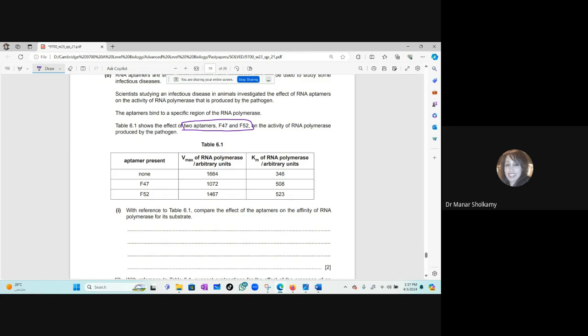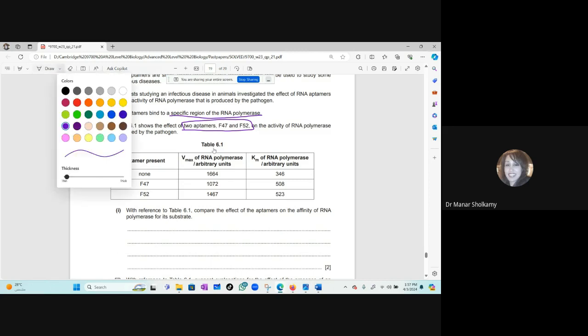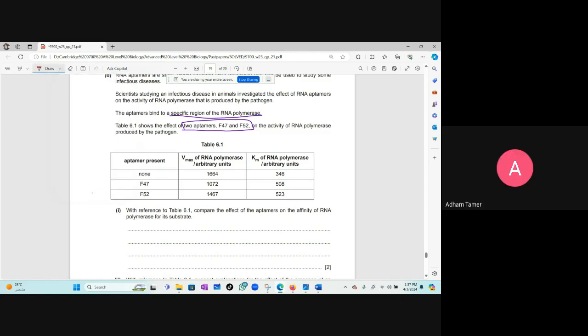They bind to a specific region on the enzyme, RNA polymerase, and then they are what? Inhibitors. Correct. When they bind to the enzyme and they're not the substrate, then they are inhibitors, okay? Or activators, but we did not study activators. Now let's look at when we don't have any aptamer, and we have the F47 and the F52. The Vmax, obviously, decreased in all cases, and the Michaelis constant also changed. It increased.